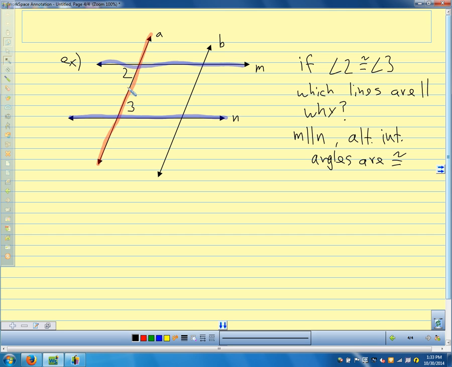And just so you know, in your book, for something like this, they say the converse of the alternate interior angle theorem. I'm not going to ask you guys to say converse of such and such. All you need to tell me is because alternate interior angles are congruent. That's fine. Or you could even shorthand it and say alternate interior angles. That's enough information.